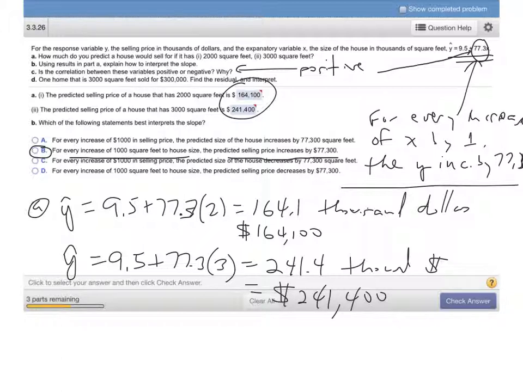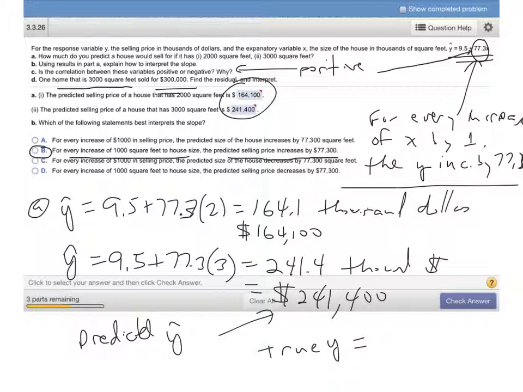The question D builds off of the one that we just answered. It says the home that's 3,000 square feet, that's the one that we got this prediction for here. So this is our predicted value, remember. They're saying, well, what if we actually knew that that house sold for 300,000? So we still know what our prediction was, but they're saying in part D, suppose you know that the real Y, the true Y, is 300,000. And it's asking then what's the residual for that?